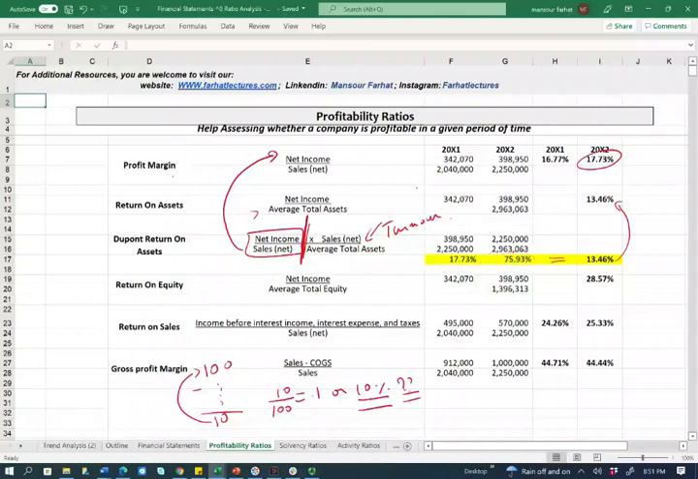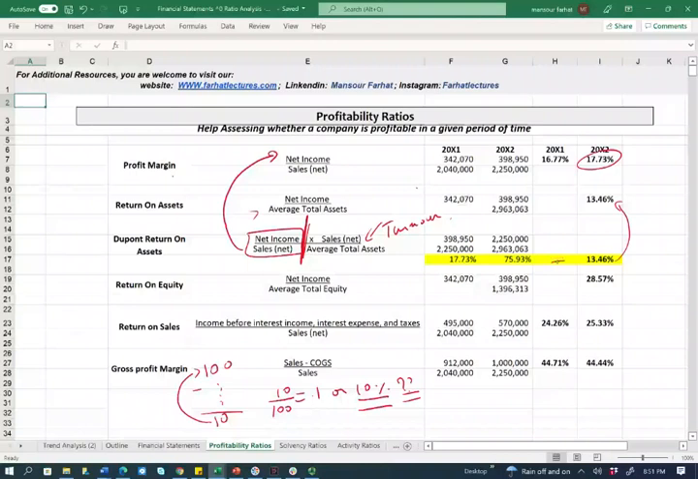So the reason why we compute the DuPont is to find out what's the competitive advantage of this company. Are they relying on their profit margin, or are they relying on their turnover? They're trying to gain market share. Now, why is this important?